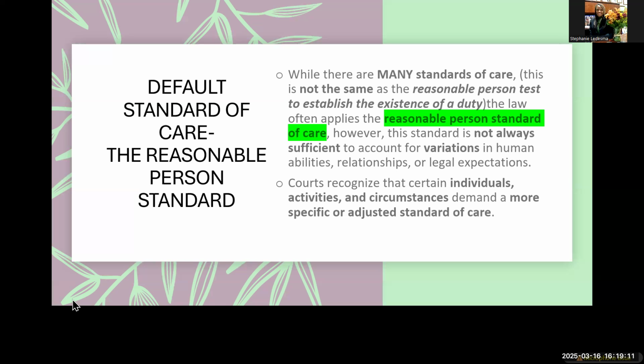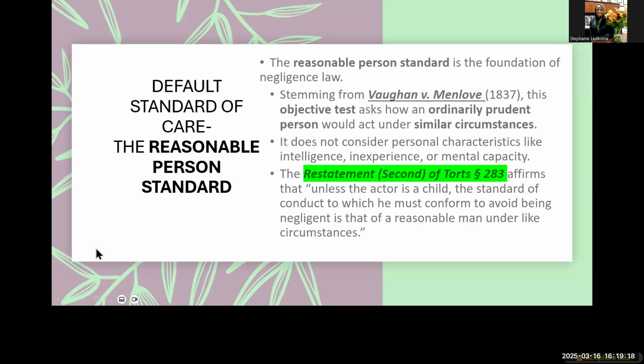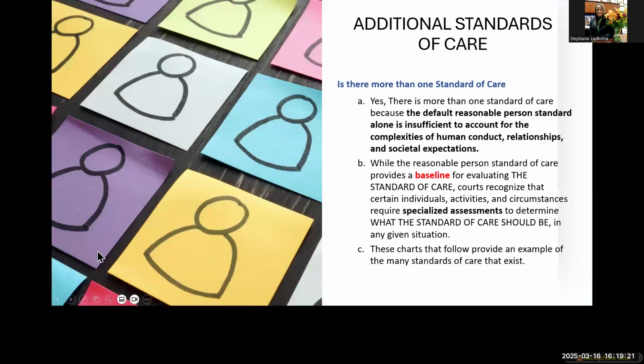As a result, the law modifies the standard of care in three primary circumstances. The law modifies the reasonable person standard in three different circumstances. Circumstance one is when the defendant has a specialized skill. That means that we're going to have different standards of care. Circumstance two, when the defendant's personal circumstances warrant adjustment, then we're going to exercise a different standard of care.